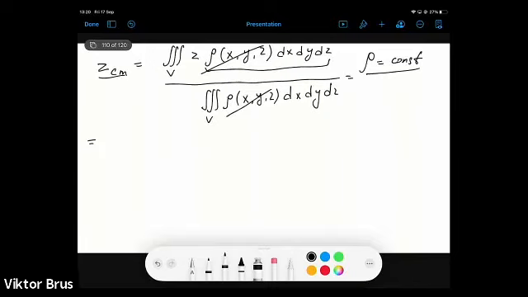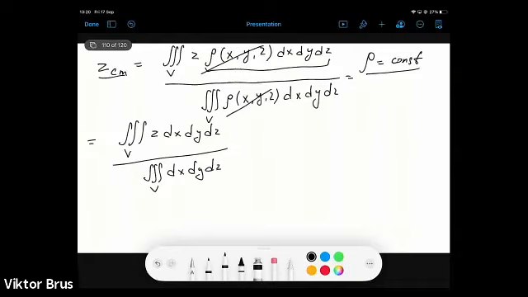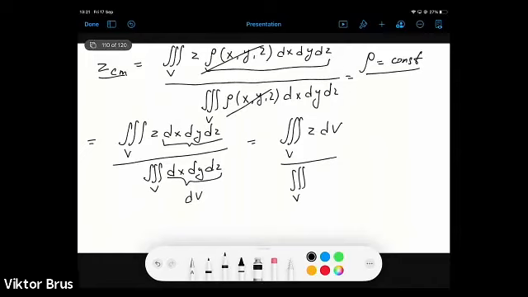So eventually, for uniform density all over this continuous body, we will get the following equation: triple integral over the volume, z times dx dy dz, divided by integral over the volume dx dy dz. As I mentioned before, these are elementary volumes, so we can write it already crystal clear: integral over the volume, z times dV, divided by integral over the volume, dV.